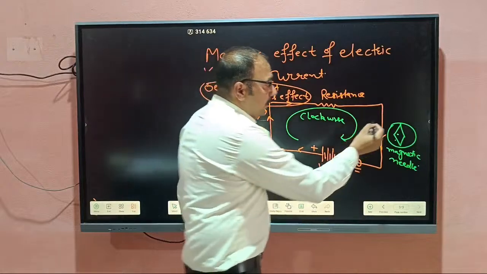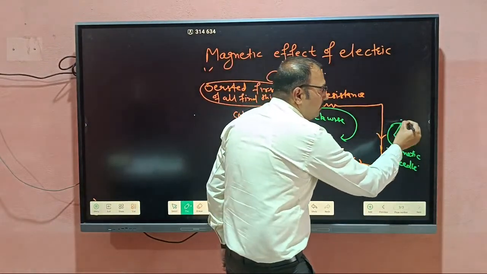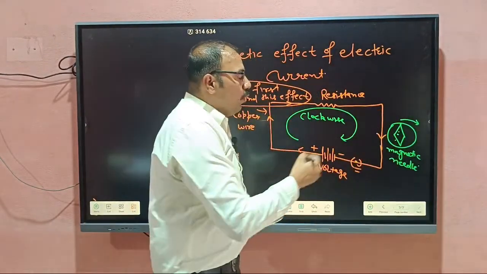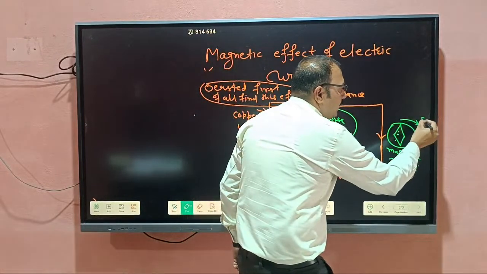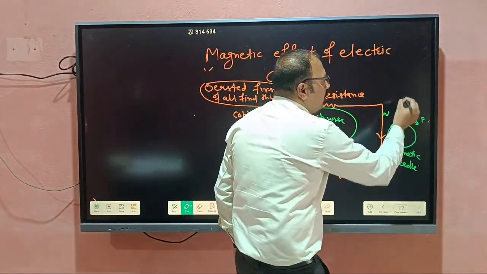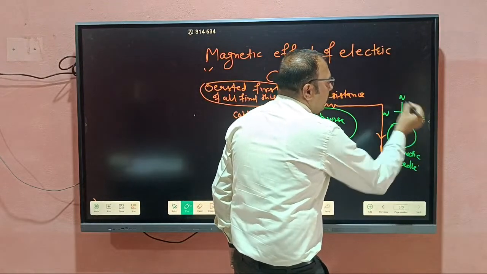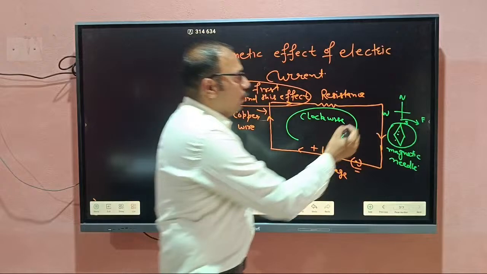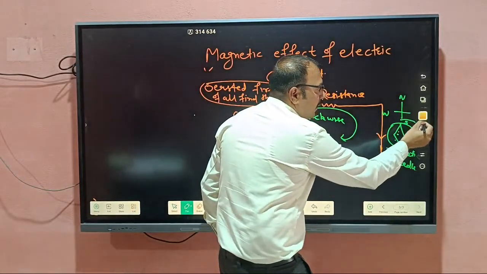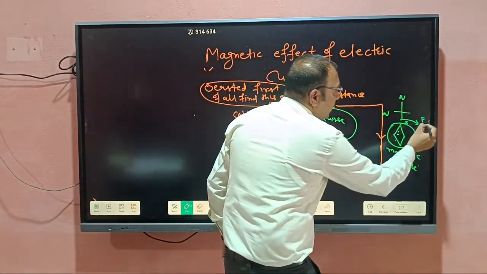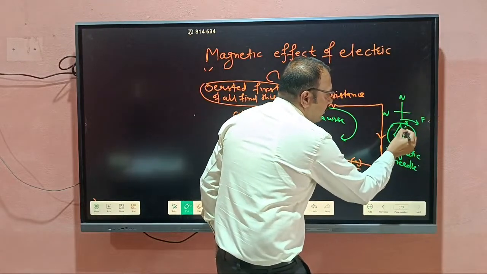So what happened? This magnetic needle deflects toward the east pole. For example, this is east, this is west, this is north and this is south. So there are 4 directions. This magnetic needle shifts toward the east pole, and the deflection is like this.